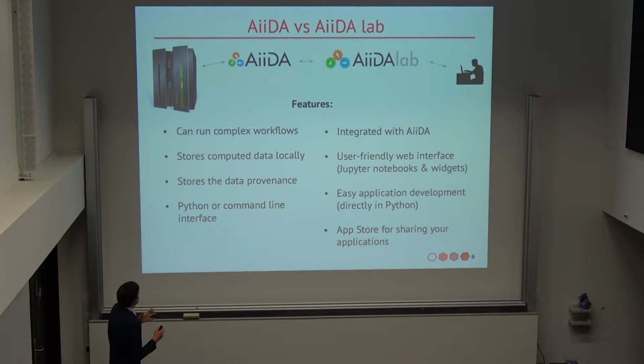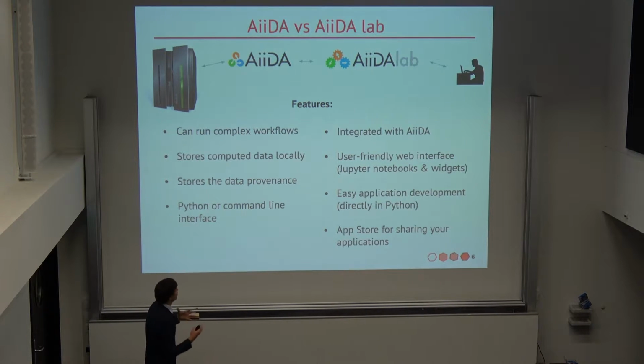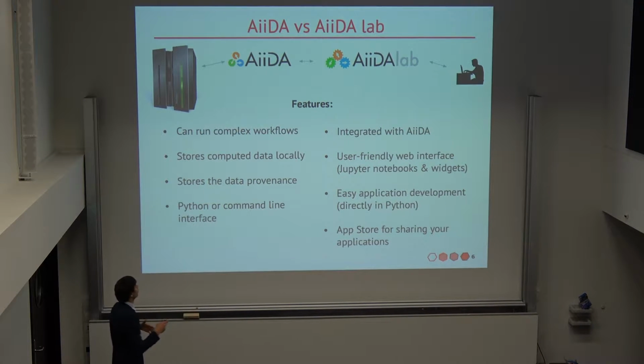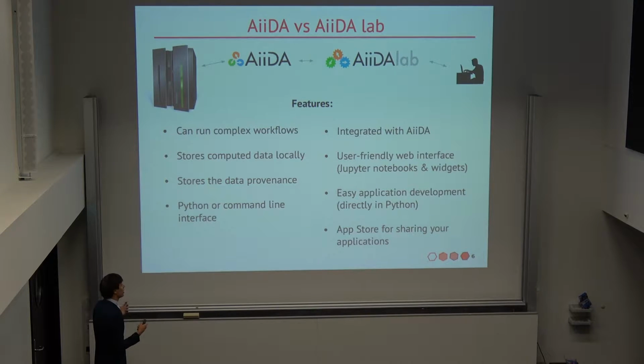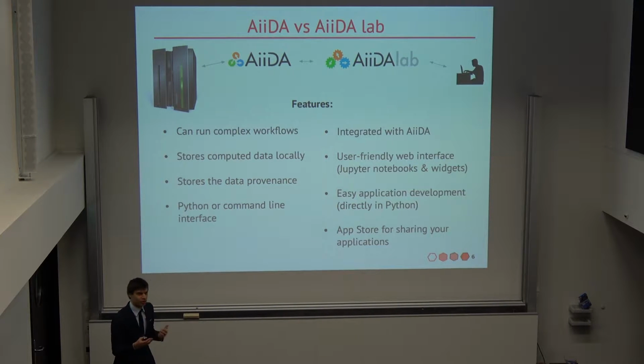Now, where do we stand in this schema? We have AiiDA, which is quite a powerful tool. It can run complex workflows. It stores the computed data most often locally, but of course, as you heard from the previous talks, it can also be done on some remote server. Then it stores the data provenance, which is important, so you know where your data are coming from. It also has a Python command line interface. And AiiDA is able to directly interact with the supercomputer.